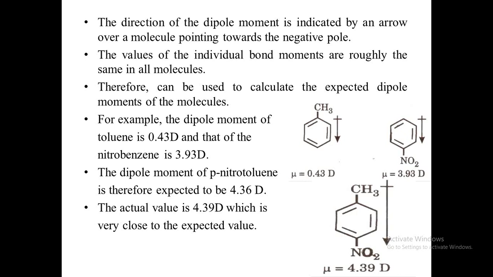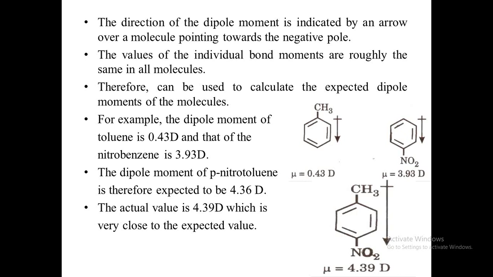This is a very interesting example. Here we have mentioned three examples. First one is toluene, which has a methyl group attached to a benzene. Its dipole moment is 0.43 D. The other one is nitrobenzene. Its dipole moment is also in the same direction and its dipole moment is 3.93 D.